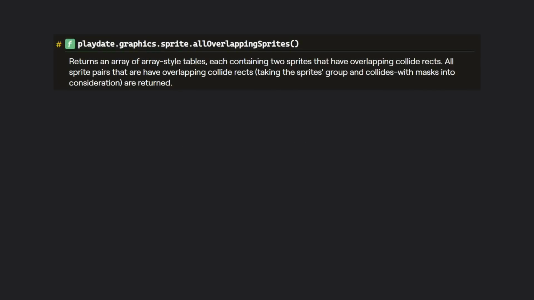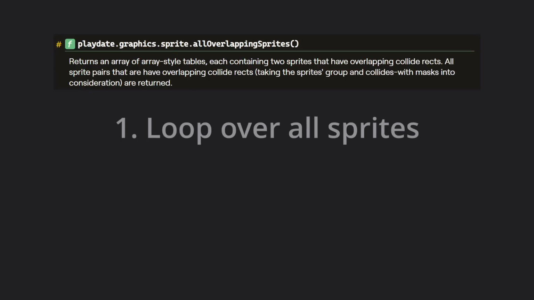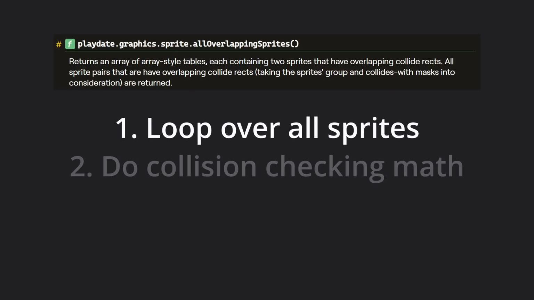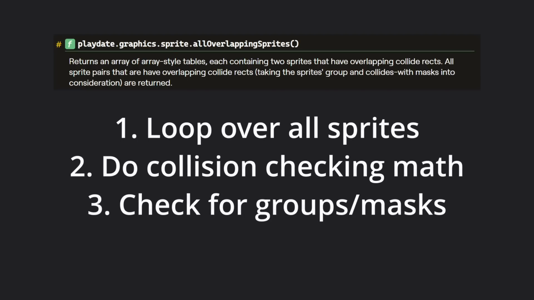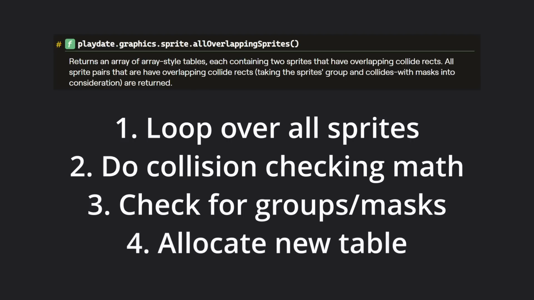For example, let's say we call the all overlapping sprites function from the SDK. Think about what that's doing. It has to loop over all the sprites with the collision box, check to see if there's an overlap, taking into account collision groups and masks, and then it has to allocate a new table to store all the overlapping sprites to return to you. That sounds like it can get pretty expensive.